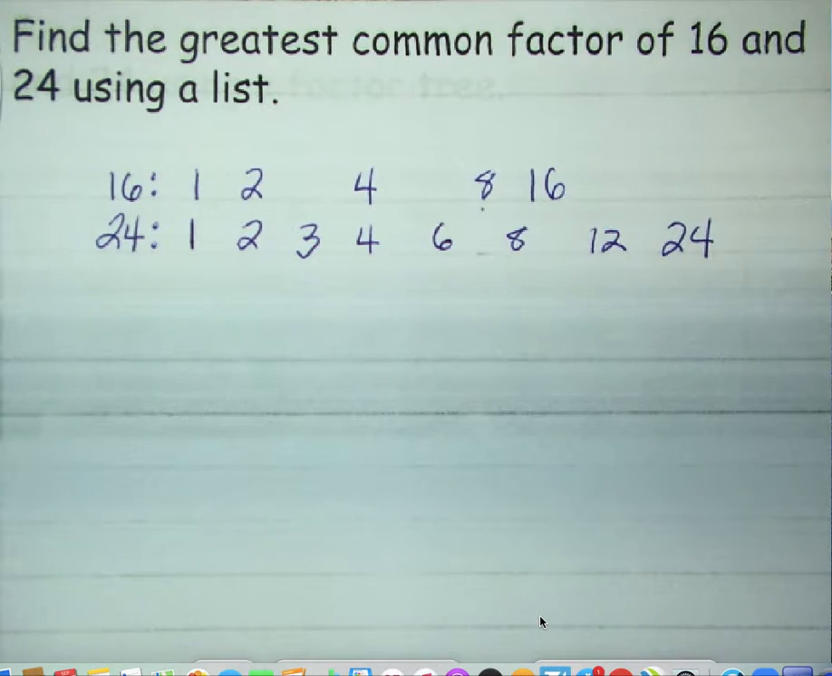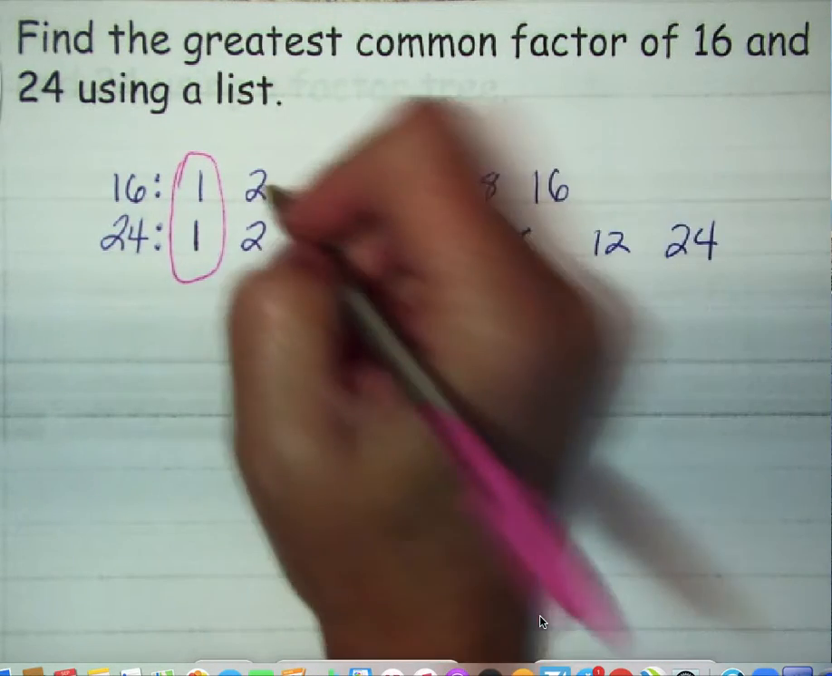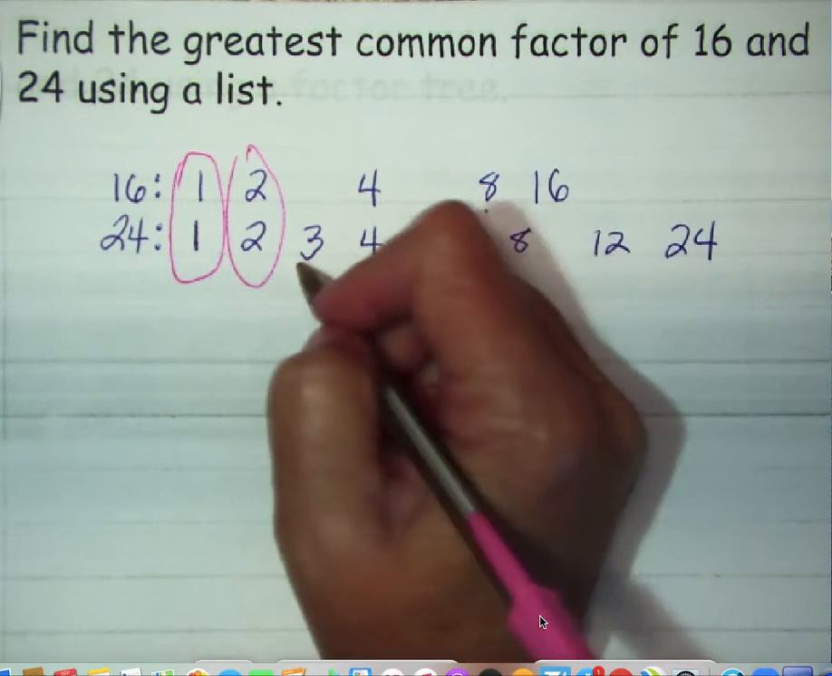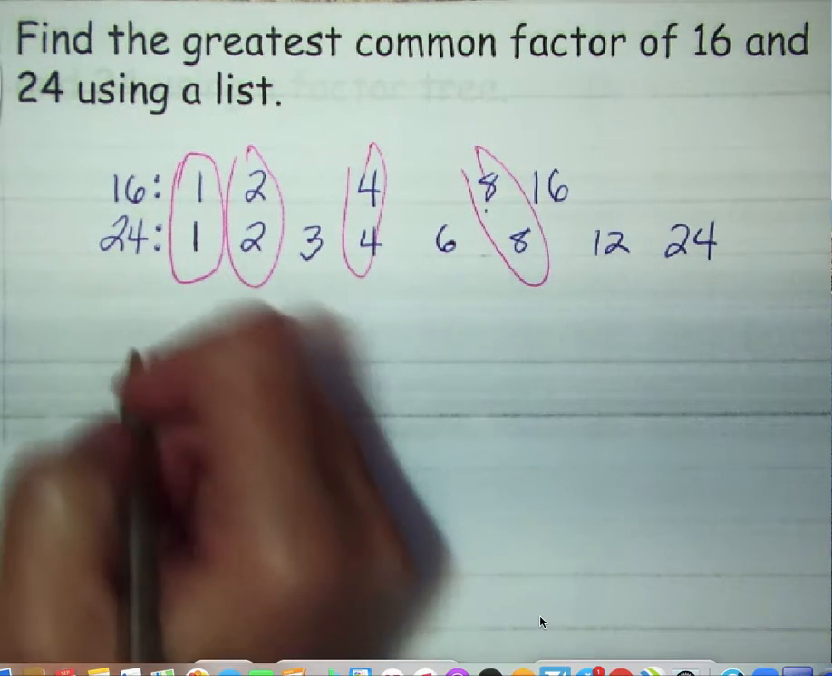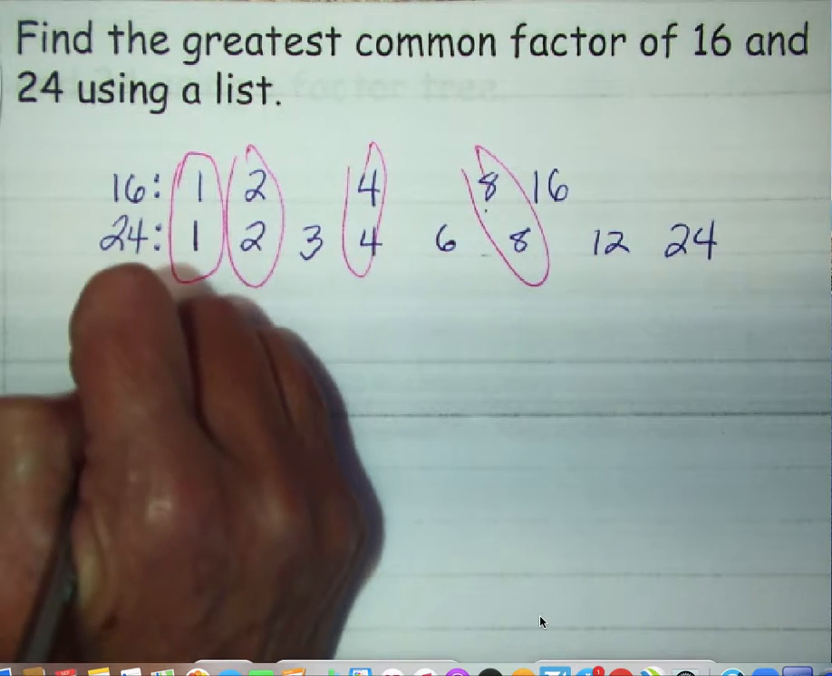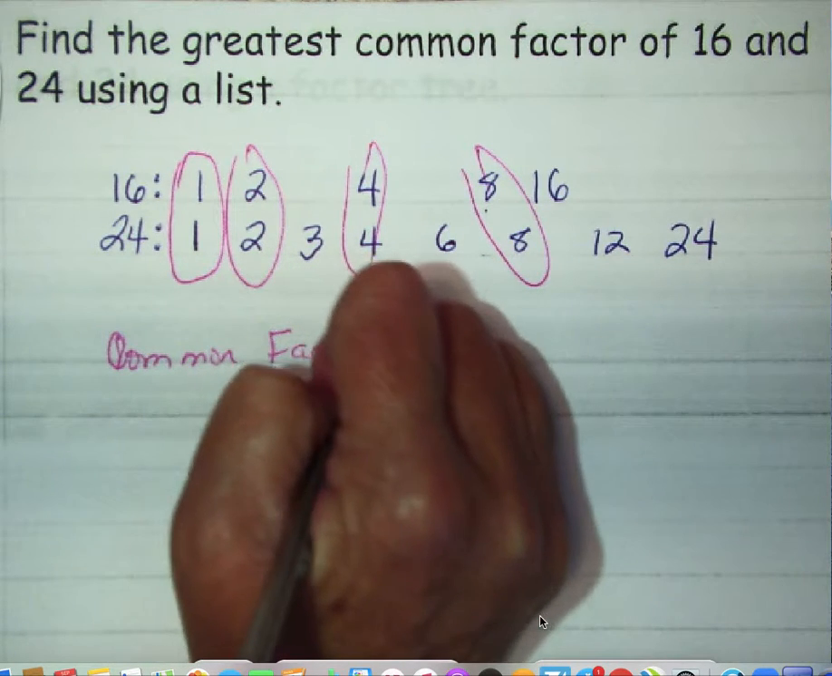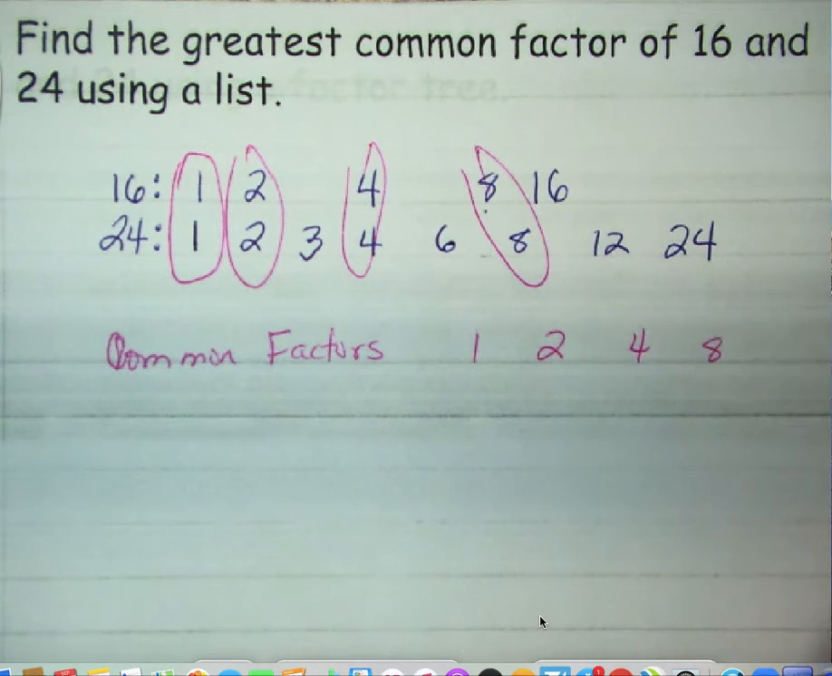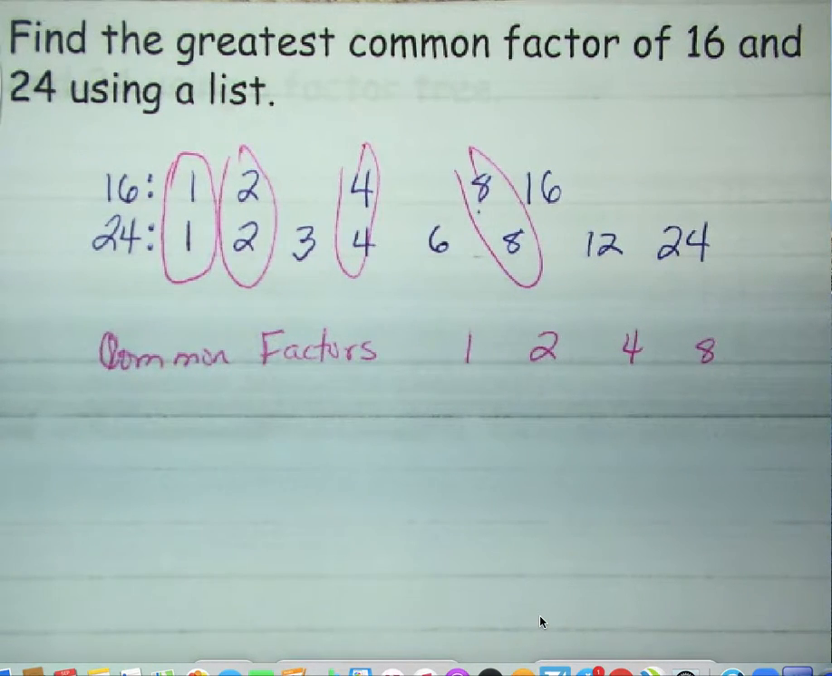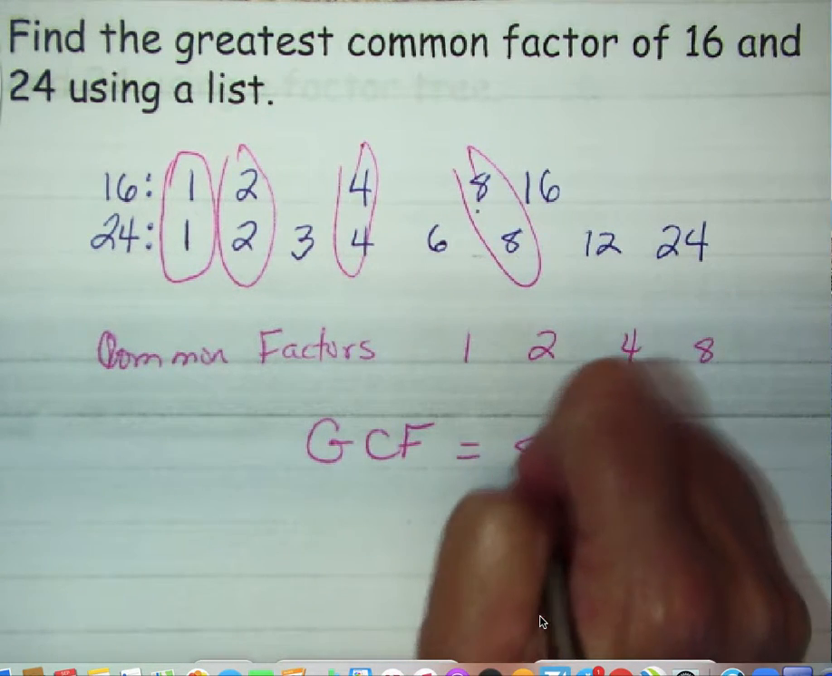So now what I'm going to do, I'm going to look at my common factors, my numbers that appear in both lists. So I've got 1, I've got 2, no 3s, I've got 4s, and I've got 8s. Okay, so let's list our common factors. 1, 2, 4, and 8. And I like to do them in order. It just simplifies things. Our greatest common factor is 8.